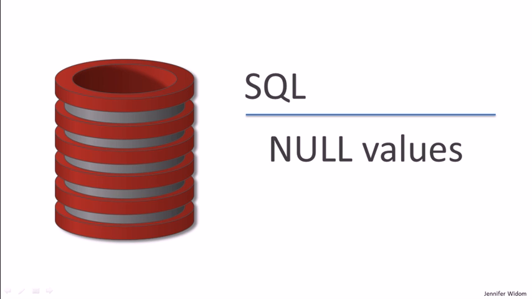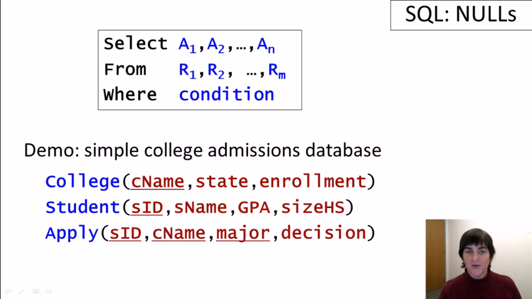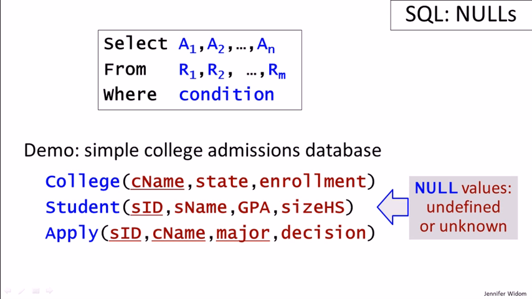In this video, we'll be learning about null values in SQL. As usual, we'll be considering a simple college admissions database, and we'll be exploring the select from where query expressions. Now, instead of extending what we can write in queries, in this video we'll be looking at extending what's in the data. Specifically, in relational databases, unless specified otherwise, any value in an attribute can take on the special value null. Null is usually used to mean that the value is undefined or unknown.